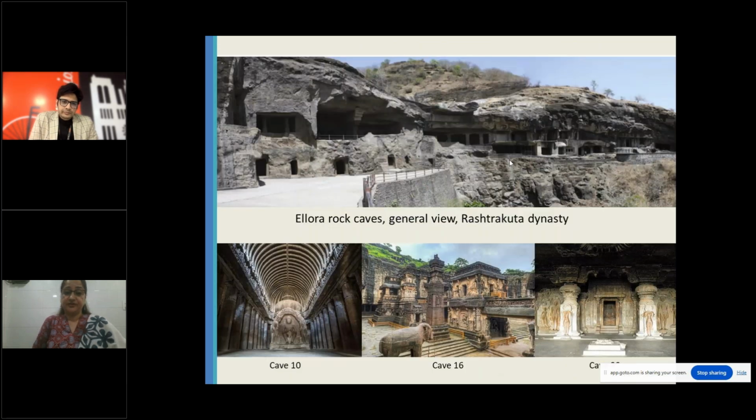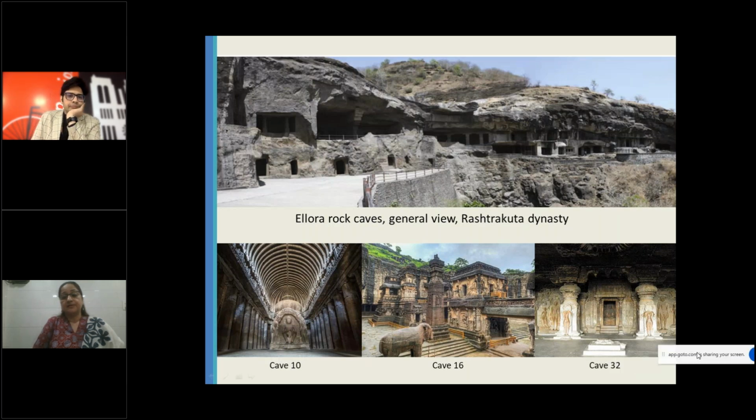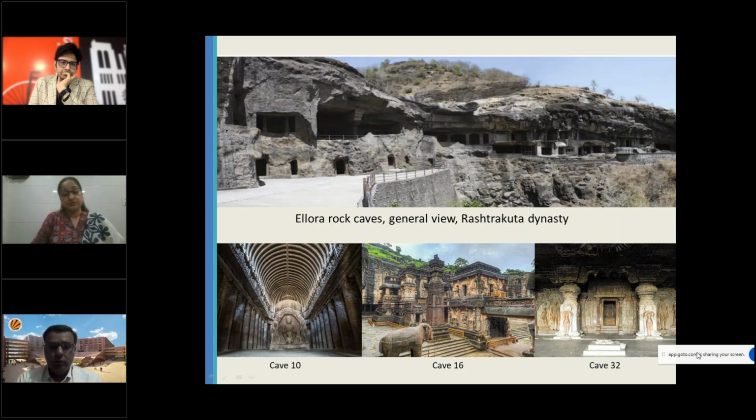Now, moving on further, we look at some early examples of cave architecture. So this is a general view from the Rashtrakuta dynasty. Now, during the Rashtrakuta dynasty, you can see I have shown you 3 caves at the bottom. There is cave number 10, which is known as the Vishkarma cave, cave 16, which is Kailashnath temple, and cave 32, which is the Indrasabha. Now, why I'm showing you these 3 caves is because cave number 10 is a Buddhist cave, cave 16 is a Hindu temple, and cave 32 is a Jain temple, which means that during the rule of the Rashtrakuta dynasty, which was from 6th to 10th century in the Deccan area, you have a syncretic society where people are living.